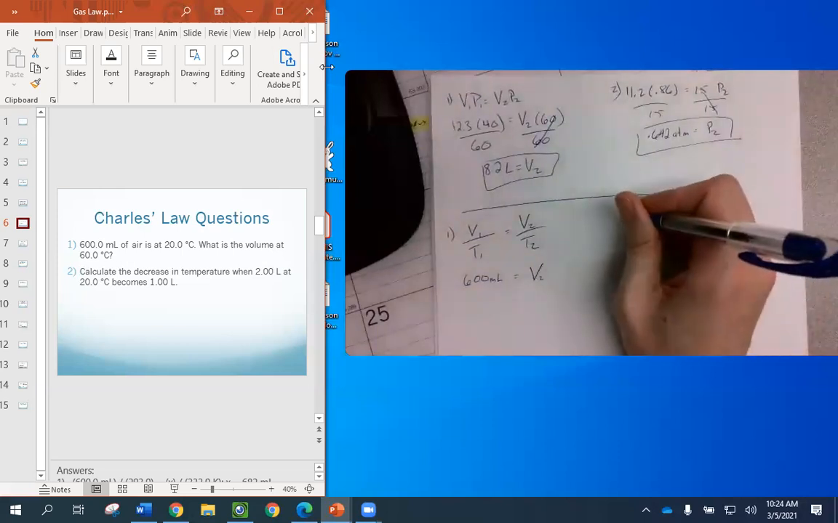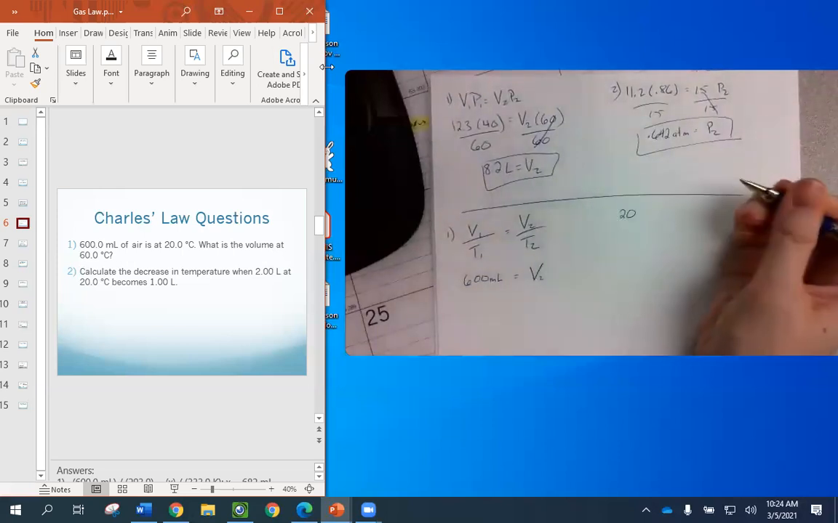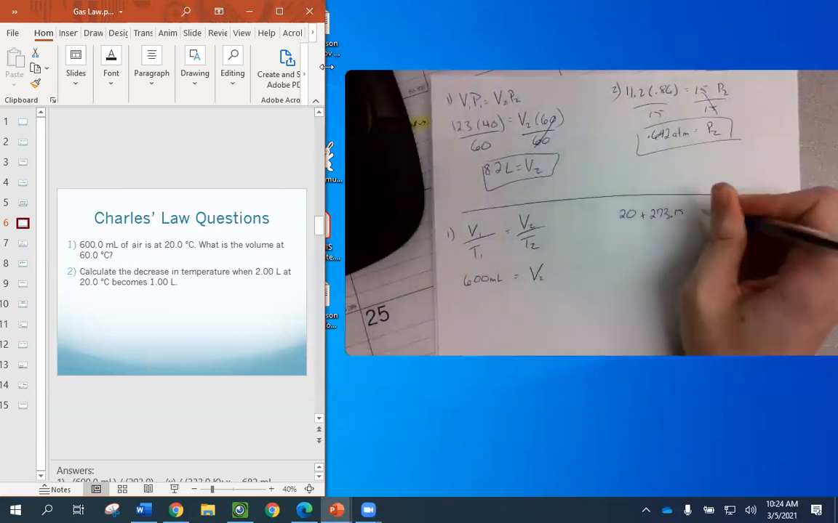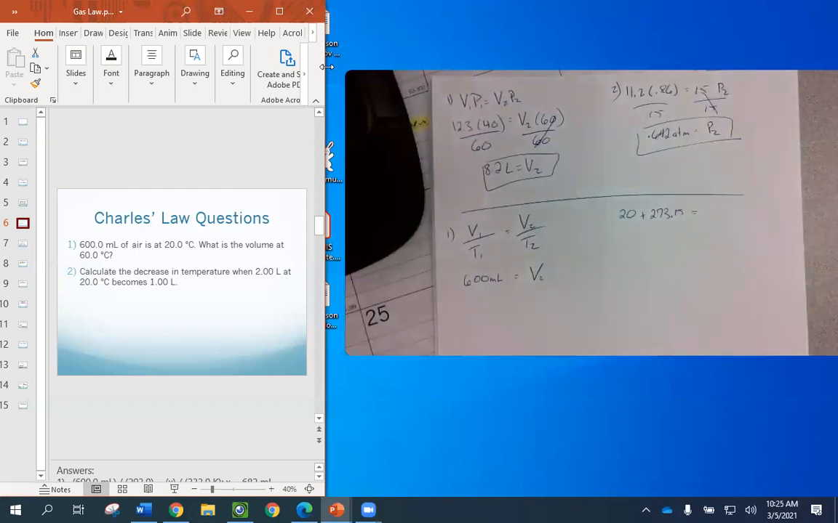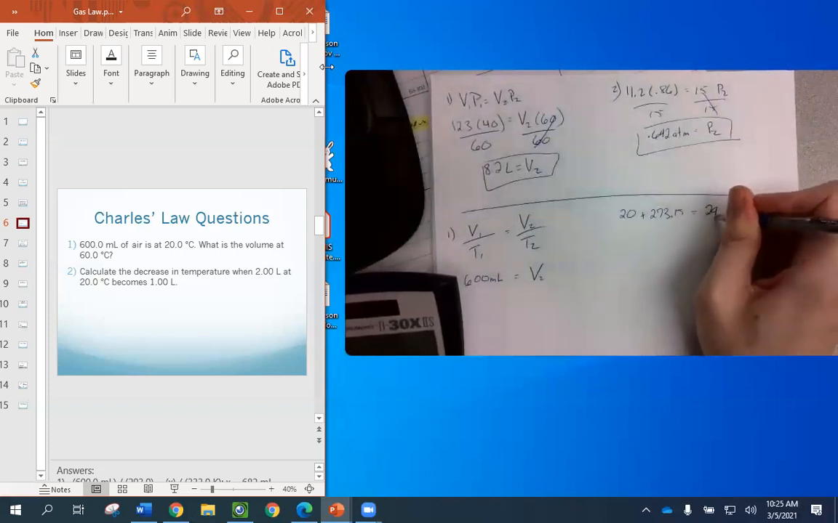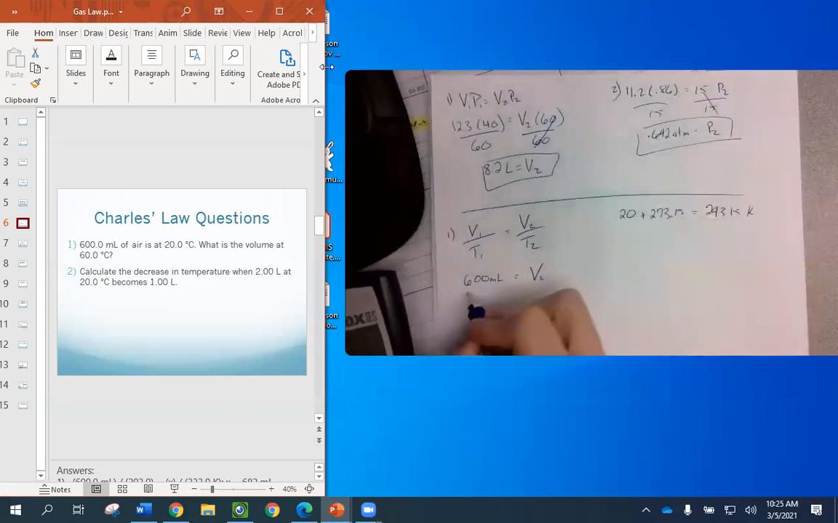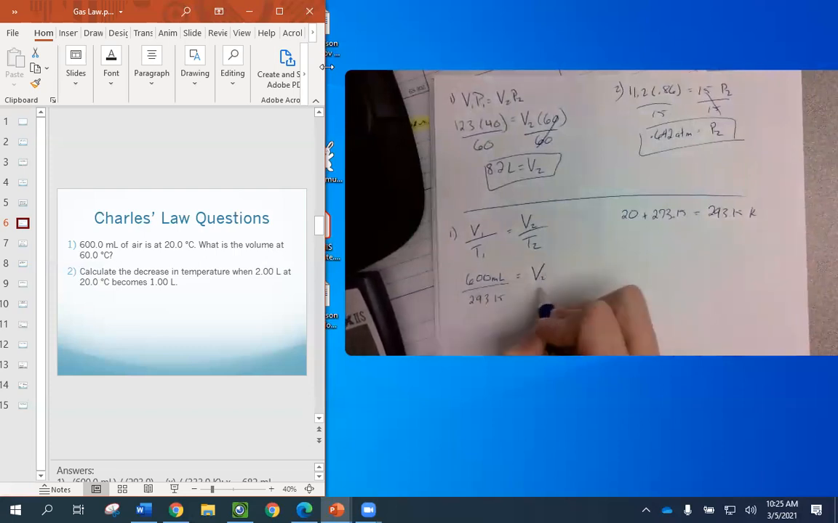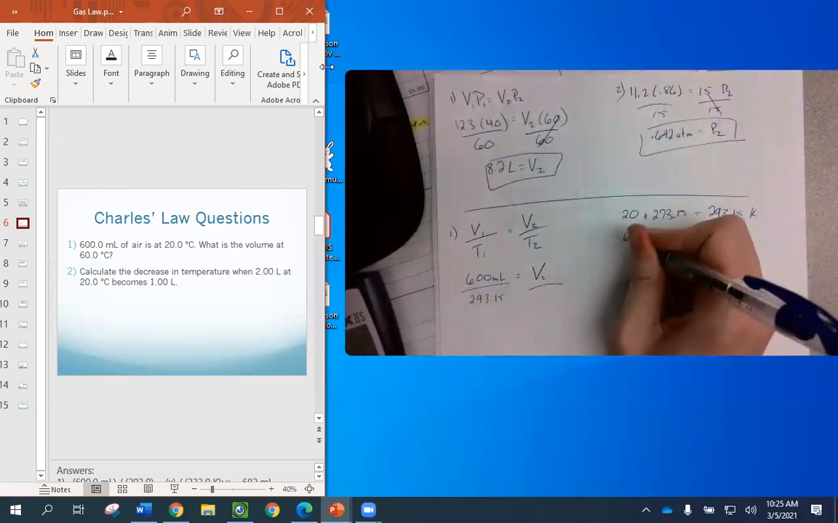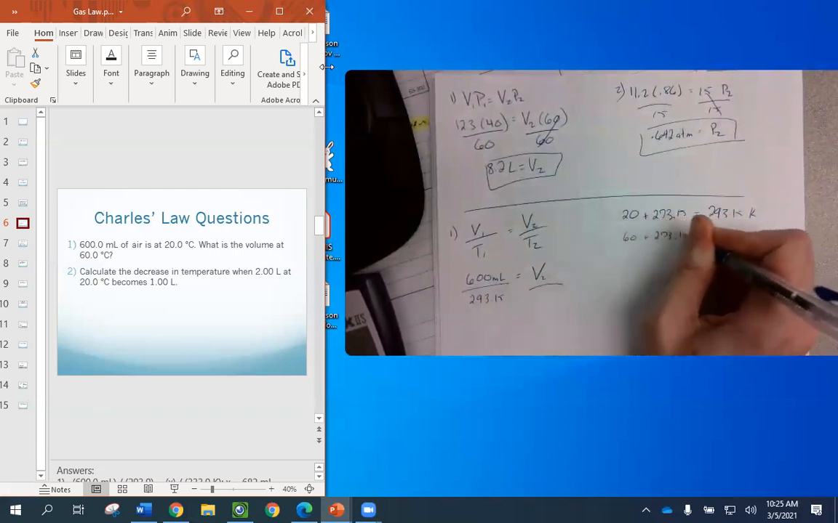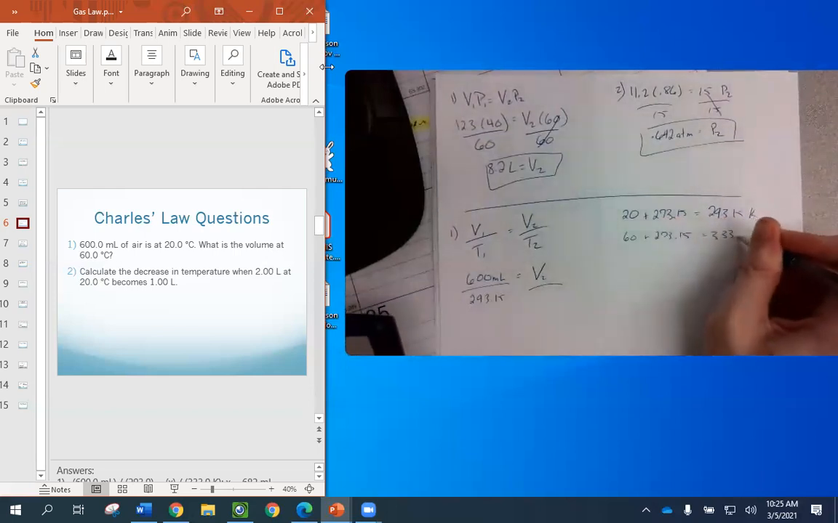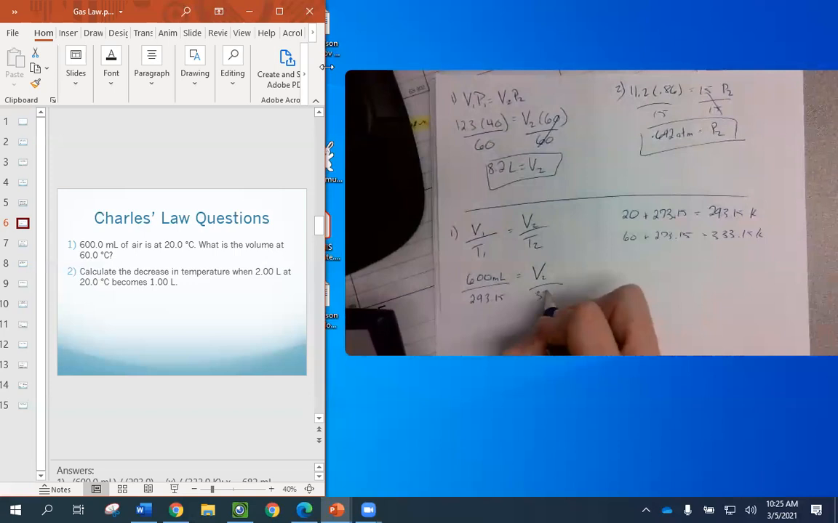So I'm going to go off to the side here and convert my 20 degrees Celsius into Kelvin by adding 273.15. 20 plus 273.15 is 293.15 Kelvin. So I'm going to plug that in. And then I'm going to do the same thing with my second temperature. And that's 333.15 Kelvin.